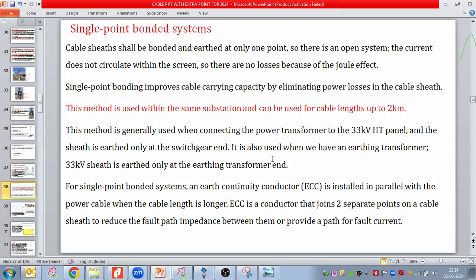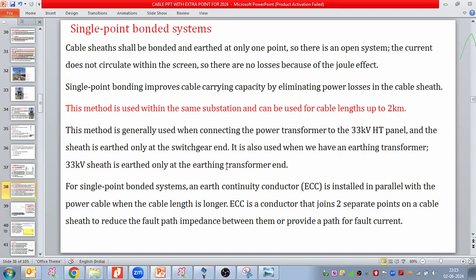It is also used when we have an earthing transformer. Sometimes when we have a delta configuration power transformer, in order to create an imaginary grounding, we use an earthing transformer. This we will study in the earthing module. But if we are using an earthing transformer, in that case the 33 kilovolt sheath is earthed only at the earthing transformer end, not the power transformer end. This is statement number one, second is this.